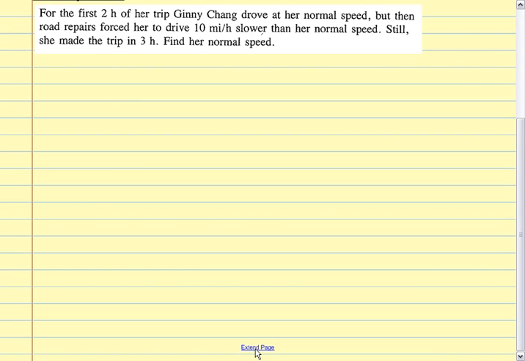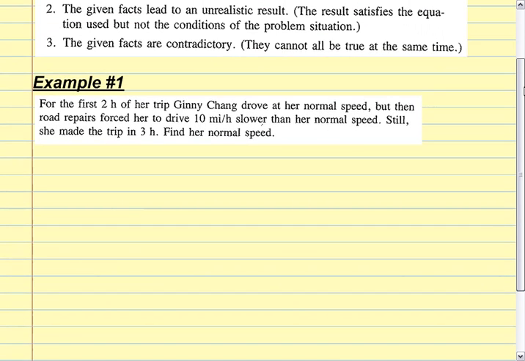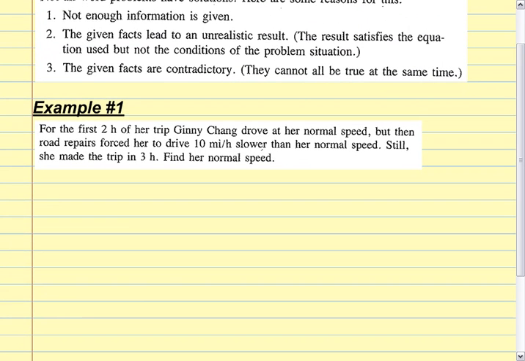The first one says, I'm sorry, yes sir? On our homework, are we just going to put like a solution? Some will have answers, some will not. On your homework you're going to say why: not enough information, it's unrealistic, or it's contradictory. Those are the 3 possibilities, but you have to show why. Exactly. So example number 1, look at this one.